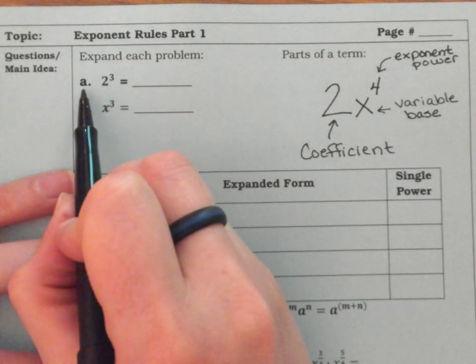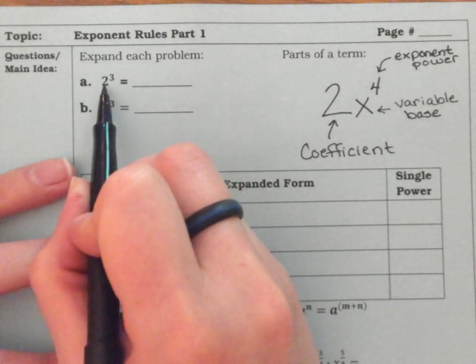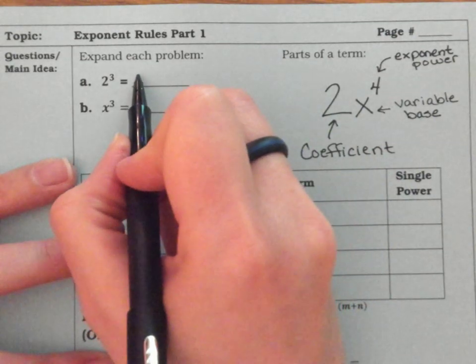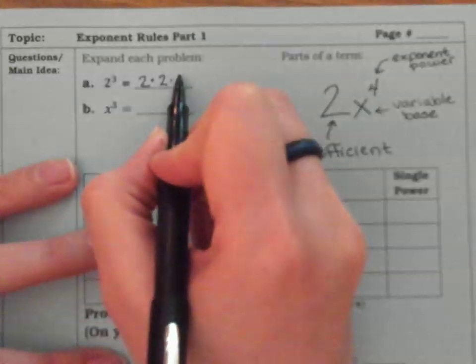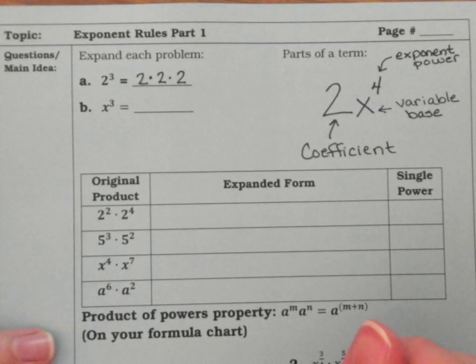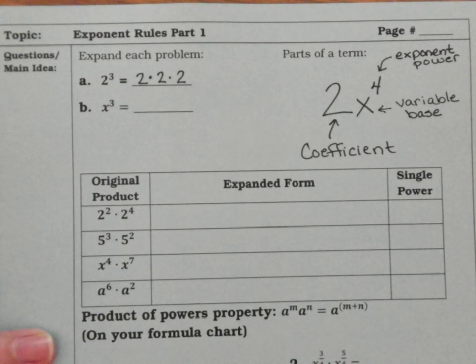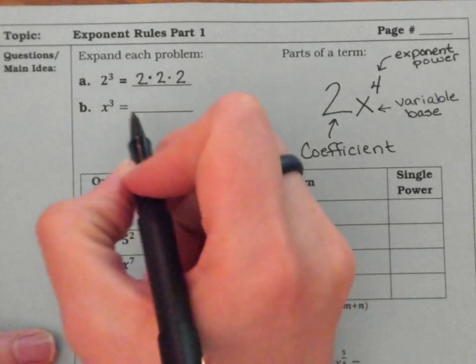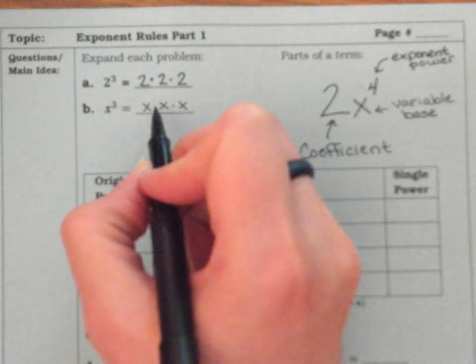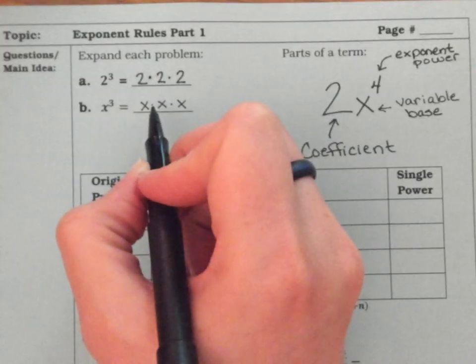And so, over here, let's remind you what exponents mean. 2 to the 3rd power means that there are 3 2's. That's how many there are. Okay, and then x to the 3rd power means that there are 3 x's. And I'm putting a little dot in between. That little dot in between is your multiply sign.